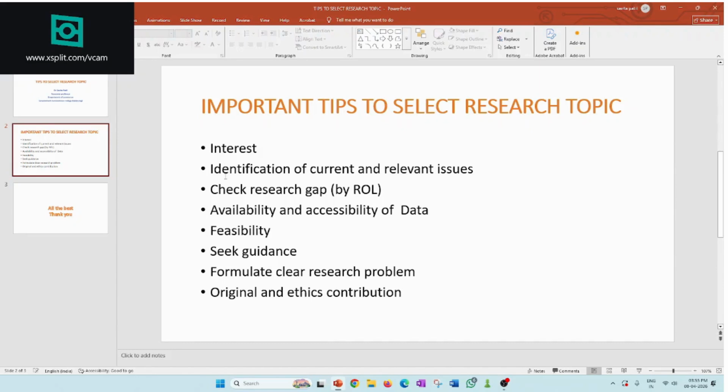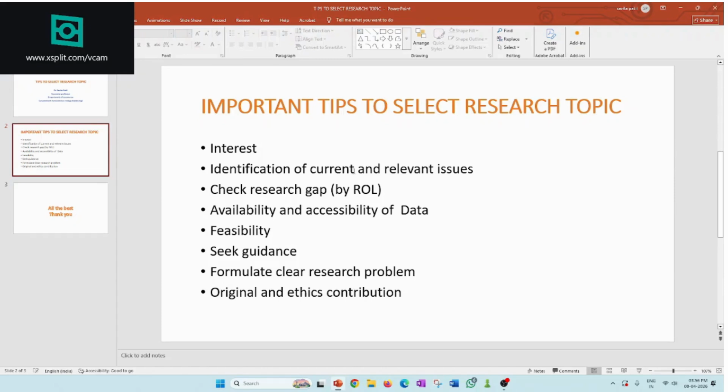Then the second important tip is the identification of current and relevant issues. For selecting the research topic, it is very essential. You should know the relevant and current issues which are happening in your field. If you are a science student, the important things are the current events happening in your field. You have to go through them. If you are a commerce student, then you have to see what relevant changes are taking place in the commerce field.